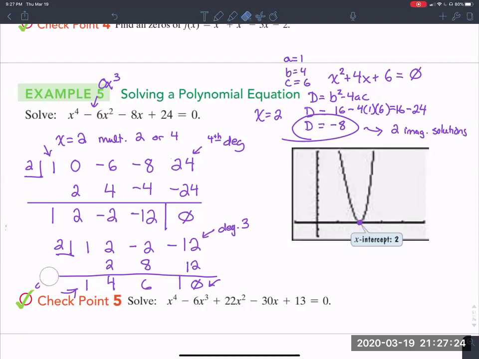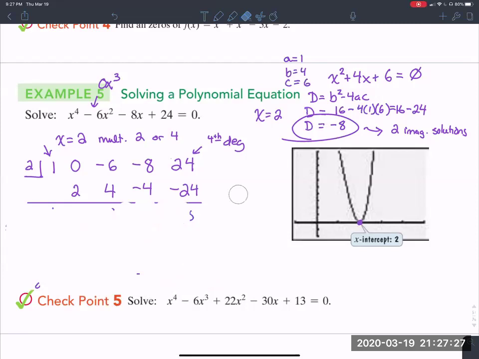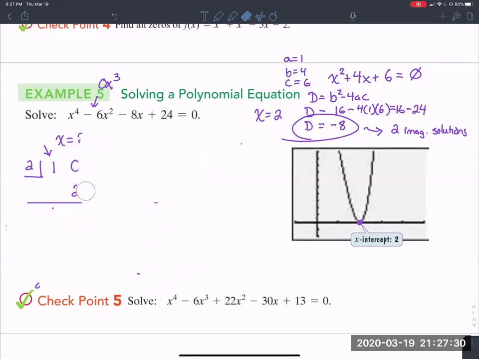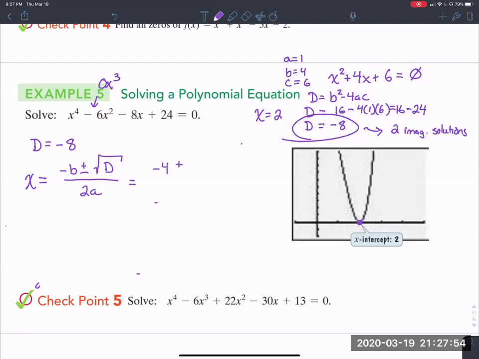So let me erase this. So we found the discriminant to be -8. So x equals -b plus or minus the square root of the discriminant over 2a. So -b, which in this case is -4, plus or minus the square root of -8 over 2 times 1, which is 2.